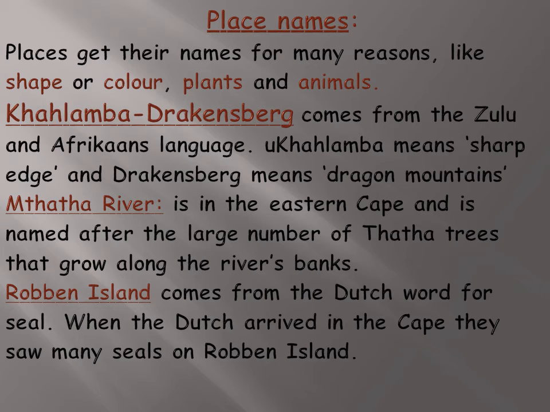Robben Island comes from the Dutch word for seal. When the Dutch arrived, there were a lot of seals around Robben Island. So they named it Robben Island. And remember, Nelson Mandela was imprisoned there. So it became a museum at a later stage.